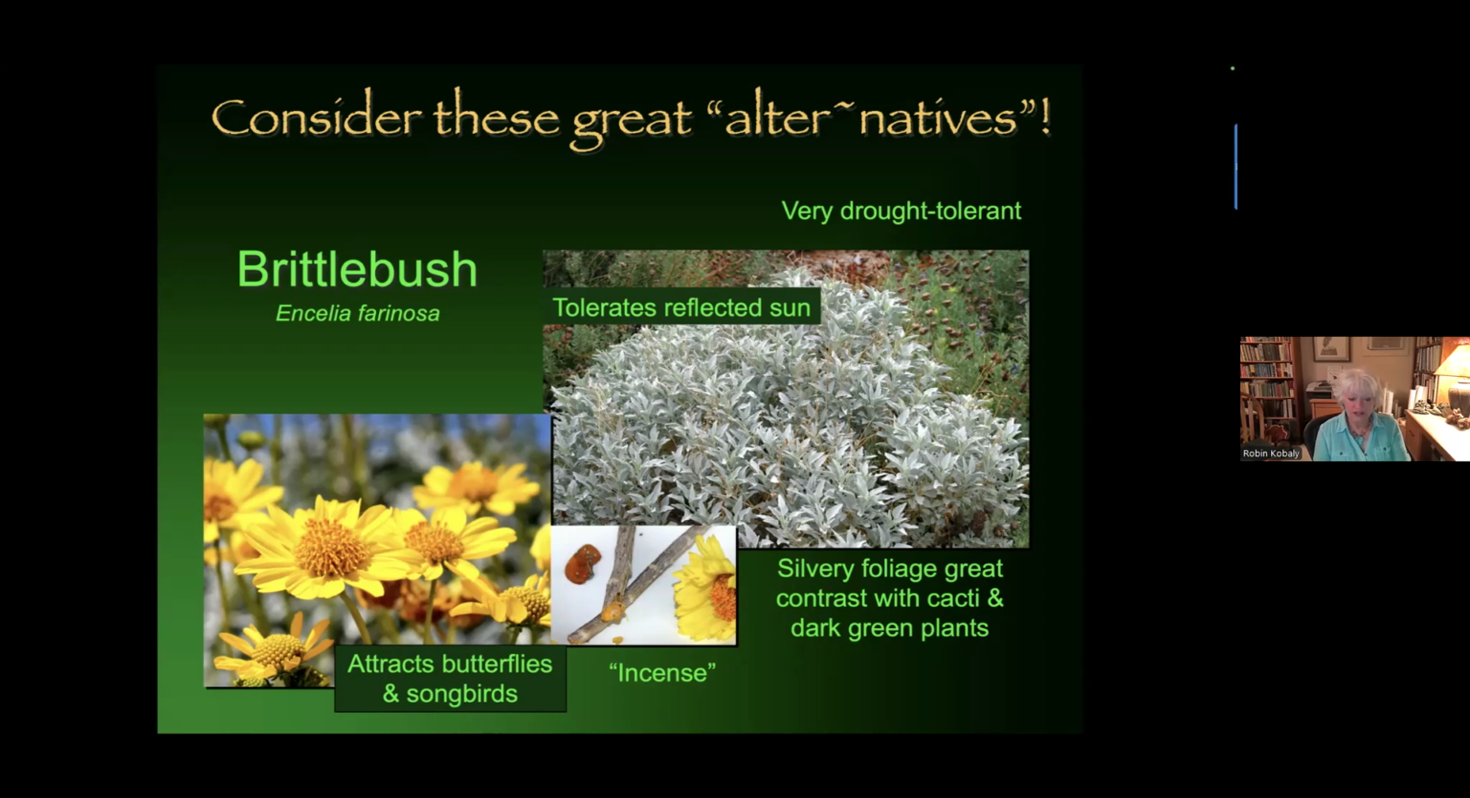They attract butterflies. Butterflies like to rest while they're sucking their nectar, so they like a platform, and here's this beautiful platform for them. There's also sap in them that has been used for incense, especially when the missions started being built along the California coast.